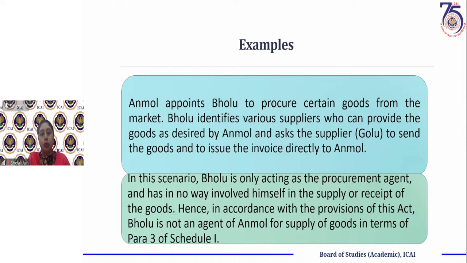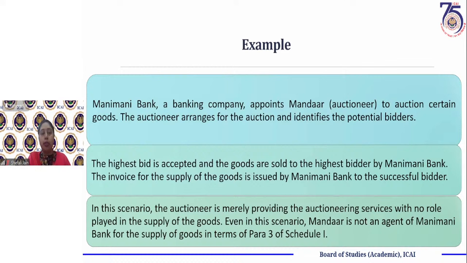Similarly, second example: Money Money Bank, a banking company, appoints Mandar, an auctioneer, to auction certain goods. Banks generally do this because sometimes somebody doesn't pay the installment. They give certain goods on installment, so they take the goods back. They don't get money, so they get the goods from the person. So they have to auction certain goods. The auctioneer arranges for the auction and identifies the potential bidders.